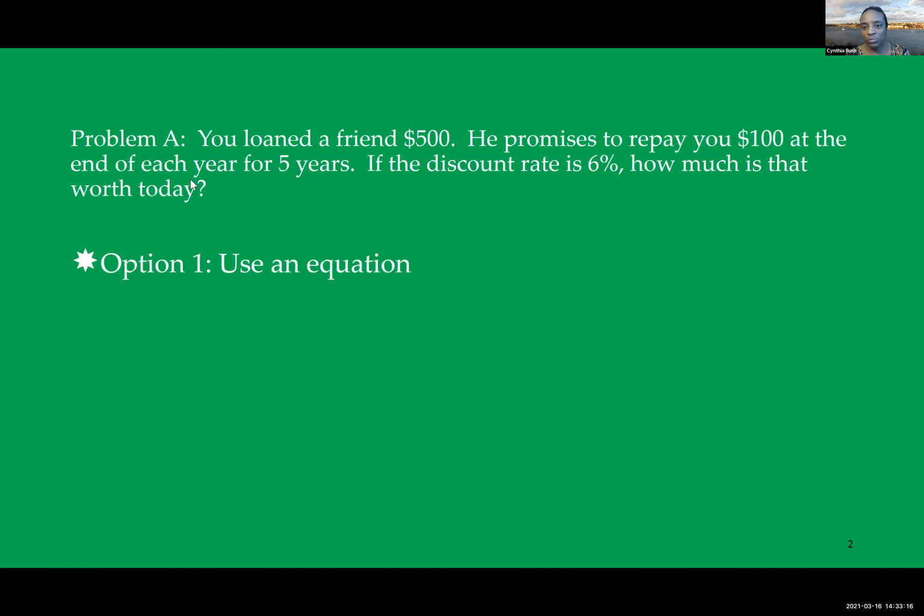So first, can someone unmute yourself and share with your classmates what variable are you trying to find with this question? Present value? Yes, we're looking for present value. And the clue is, thank you, Brad, the clue is that it says, how much is that worth today? Today is the present. And Davis also responded, so thank you.